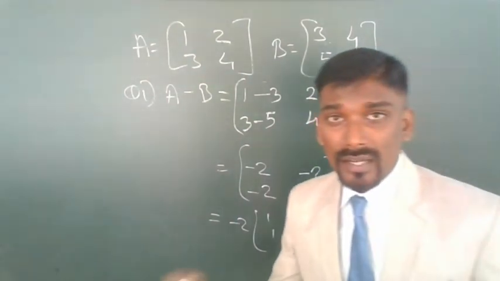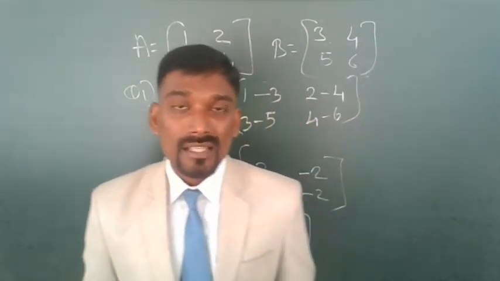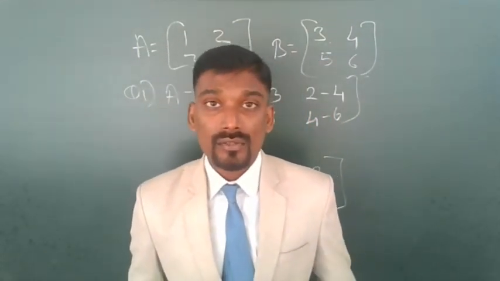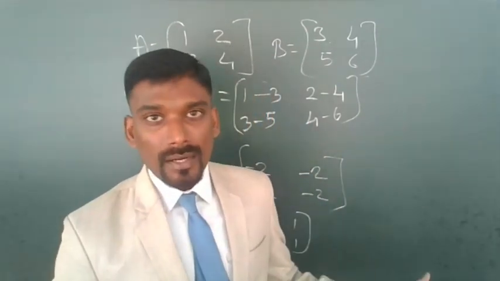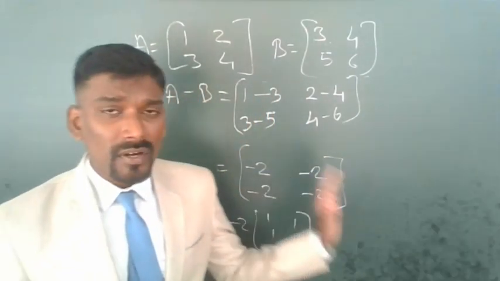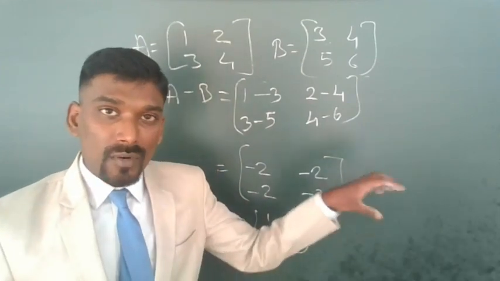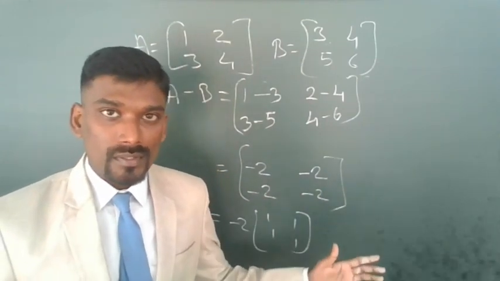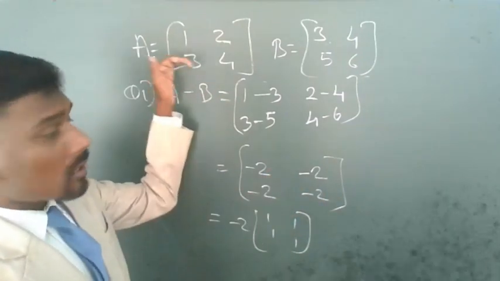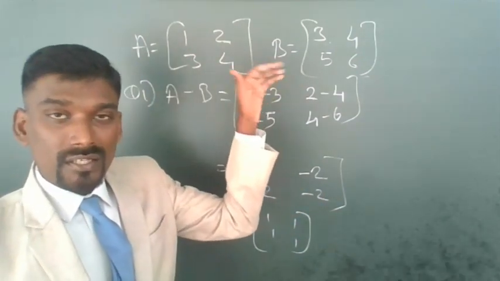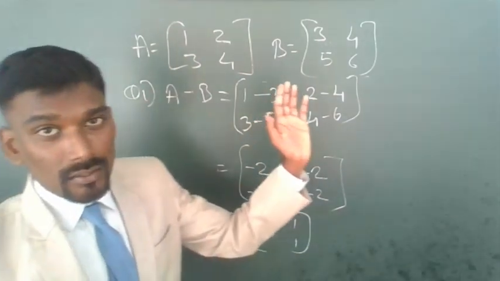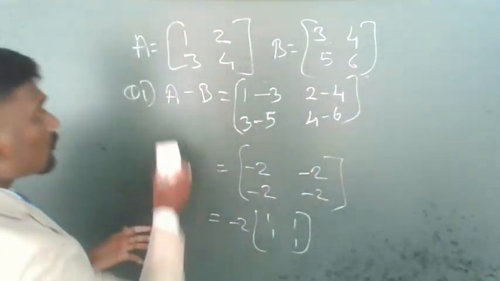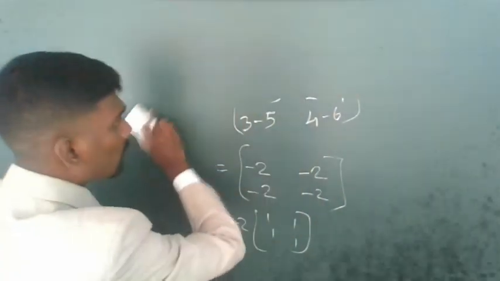There are different varieties of matrices: singleton matrix, unit matrix, skew matrix, Hermitian skew matrix, then identity matrix. We'll see them one by one when we are doing the problems. Right now our goal was to understand what is meant by rows and columns. Then I told you how to add and how to subtract. These are the basic things you have to keep in mind.